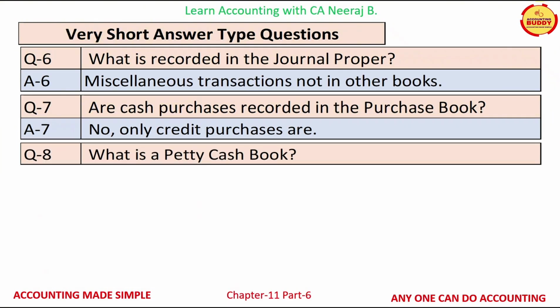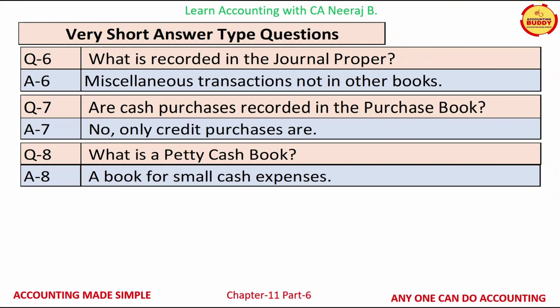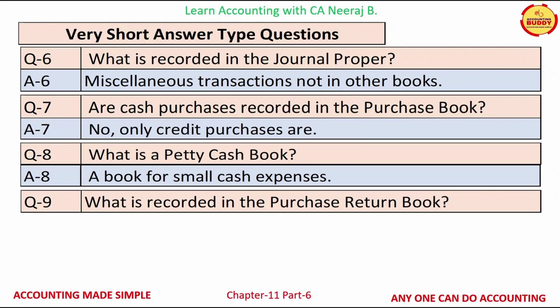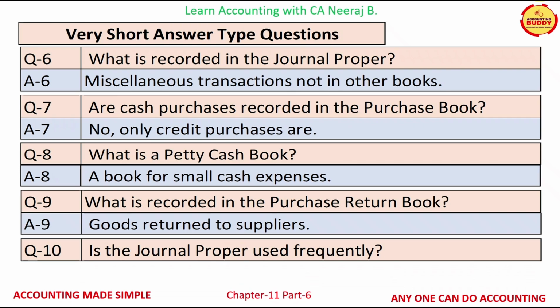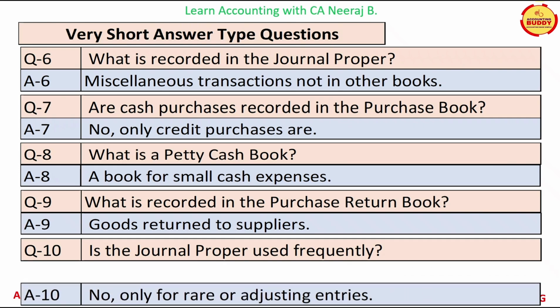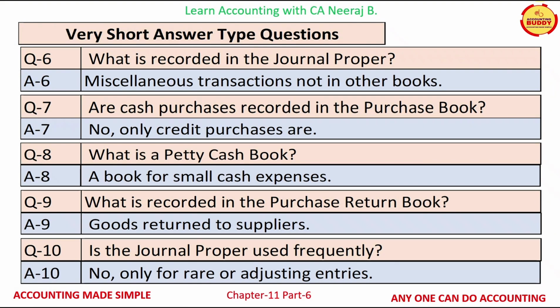Question number 8, what is a petty cash book? And the answer is a book for small cash expenses. Question number 9, what is recorded in the purchase return book? And the answer is goods returned to suppliers. Question number 10, is the journal proper used frequently? And the answer is no, only for rare adjustment entries it is used.